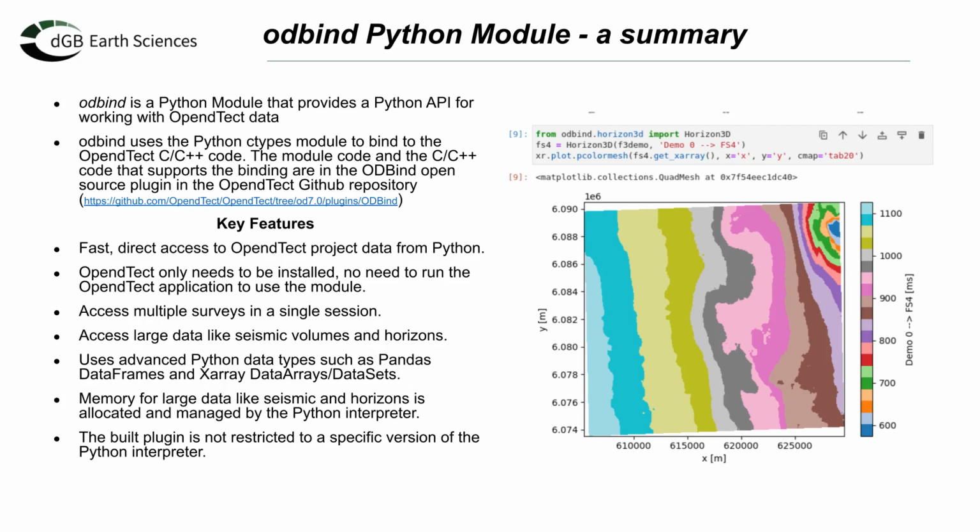Where possible, we want to support advanced Python data types like pandas data frames, xarray data arrays, and datasets. To the right is an example of using the integration between xarray and matplotlib to display a horizon structure map. Memory for large data is allocated and managed by the Python interpreter. Also, a single plugin binary is compatible with all recent versions of Python.